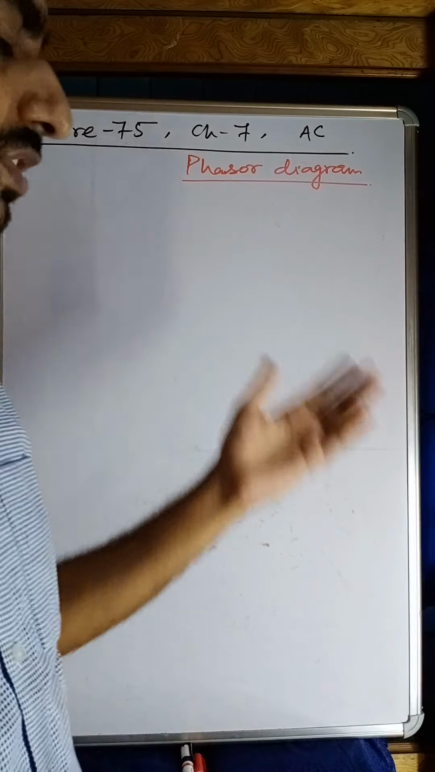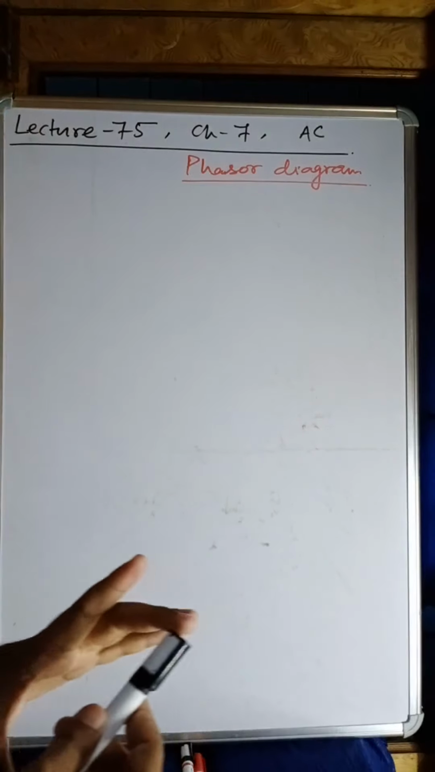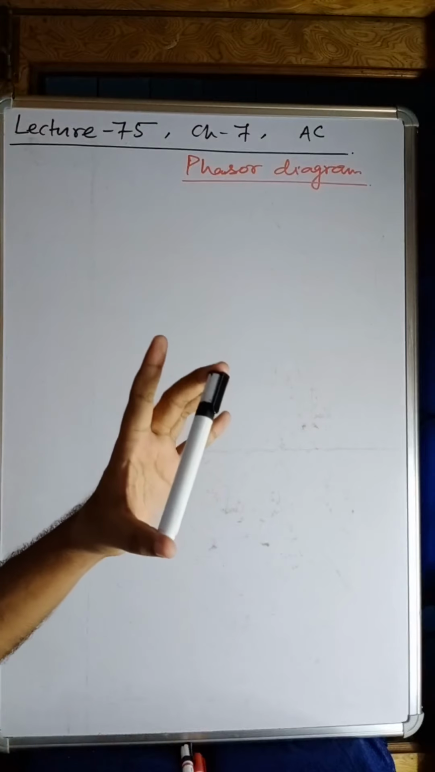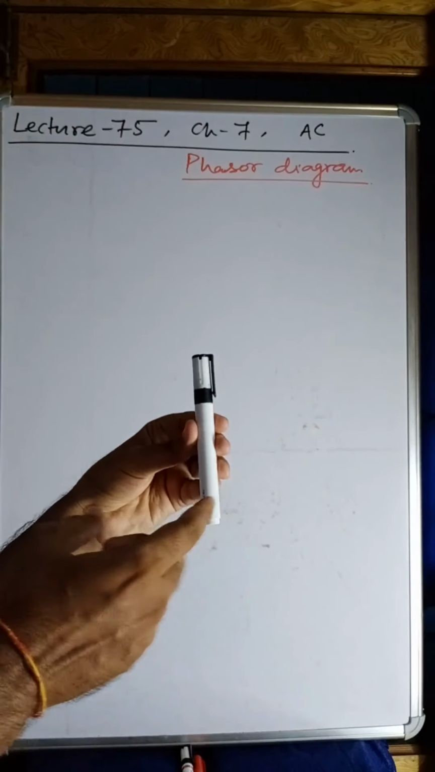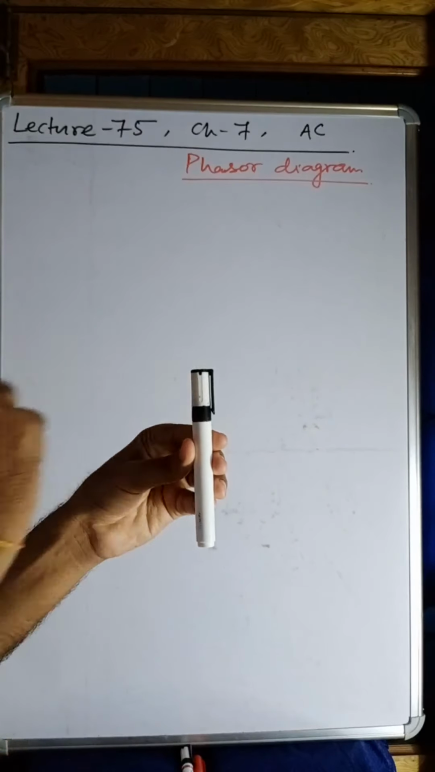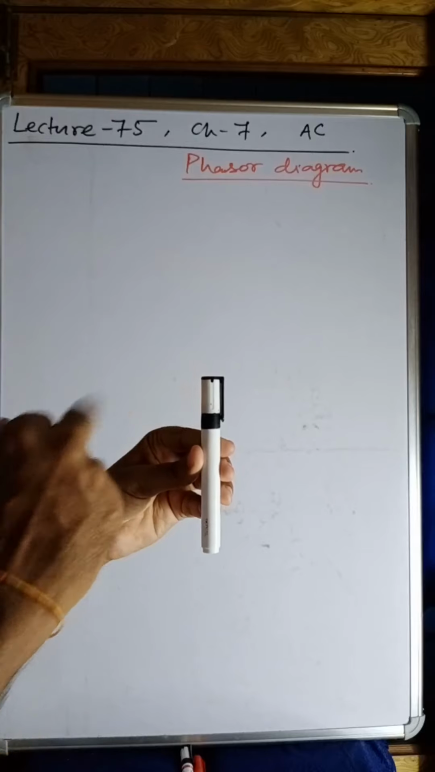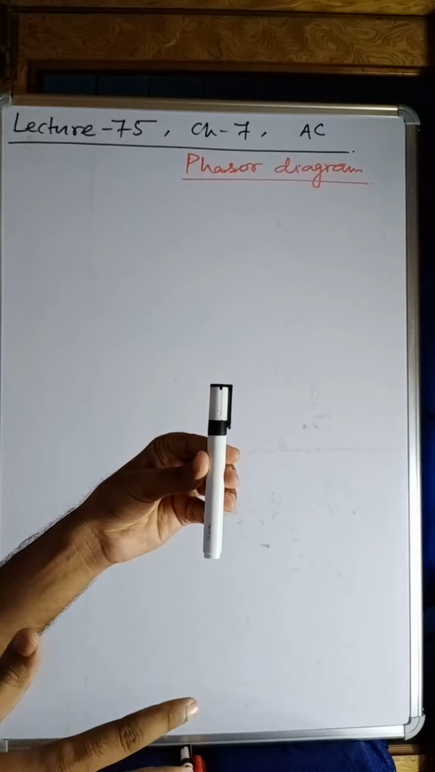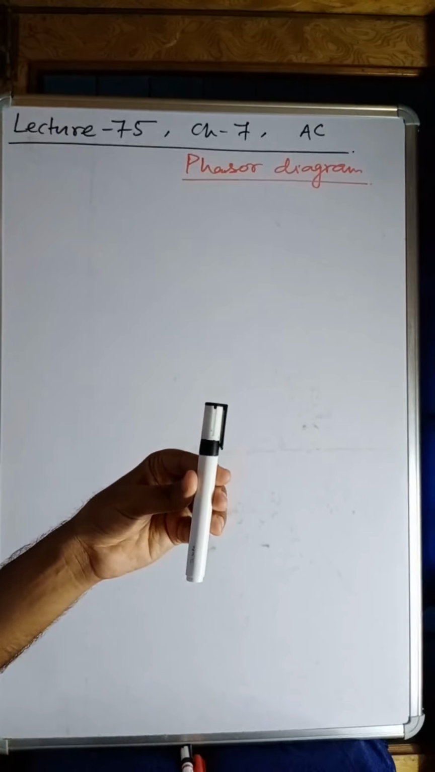Okay, my dear students. Now, why was this phasor diagram concept used? Before that we should know what this phasor diagram is. Look here at the marker. If this marker has some particular length, and we use this marker to represent its magnitude as well as its rotation, that is the direction, then we can say this is a vector representation.